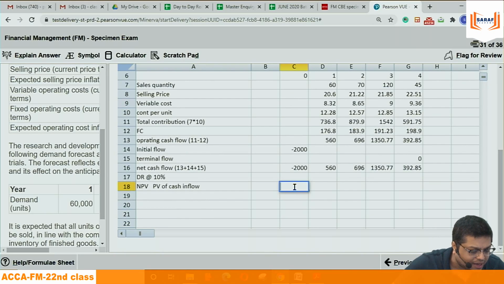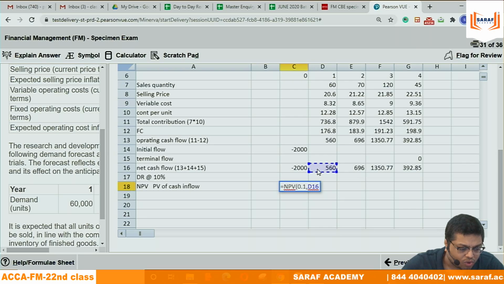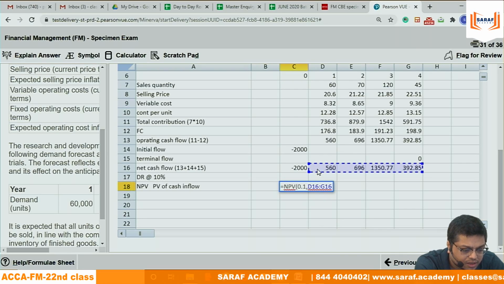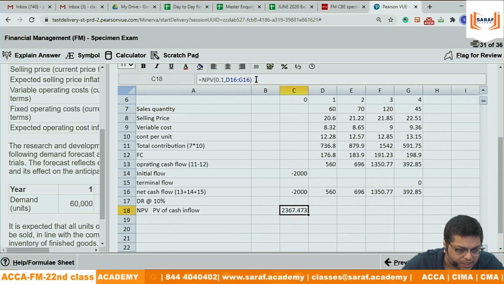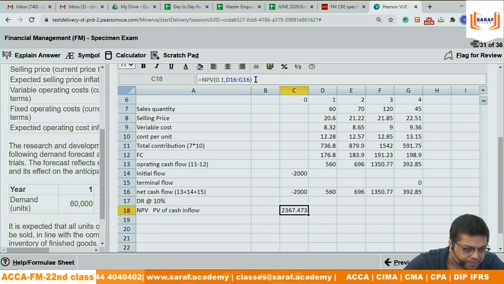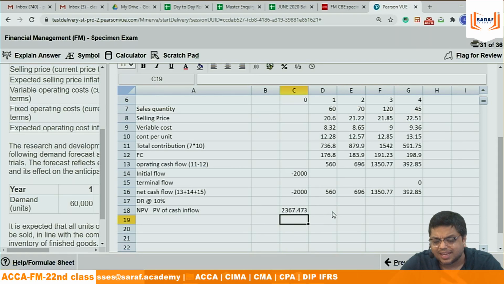Again, I am doing it, just see that. Equal to NPV. Bracket starts. 10% is the discount rate, comma. In the bracket, you write 10% or 0.1. Then go here. Don't select the zero figure. All are selected. You can see on the top, all are selected. Already it is giving you that figure. So why would I use any calculator or anything?